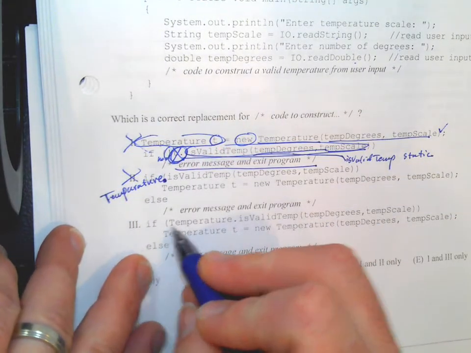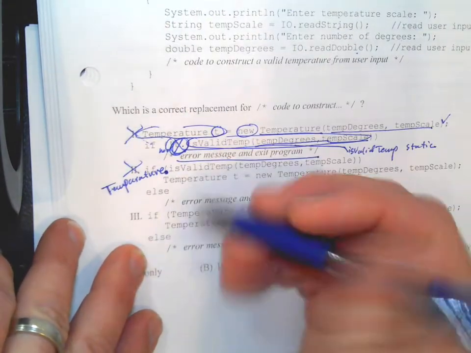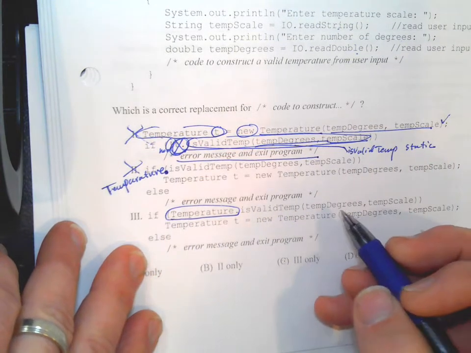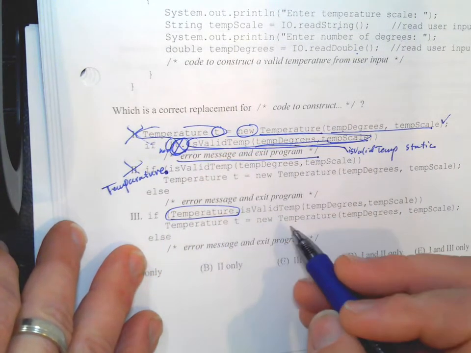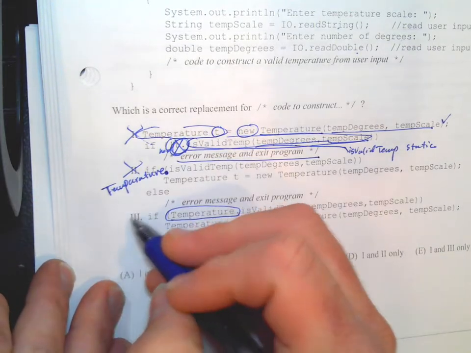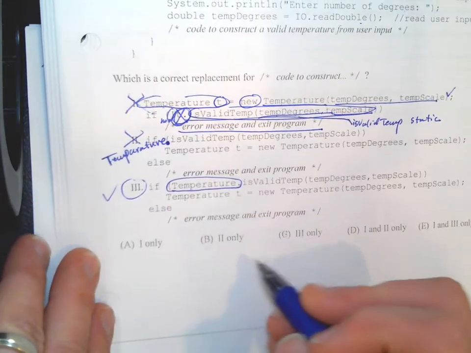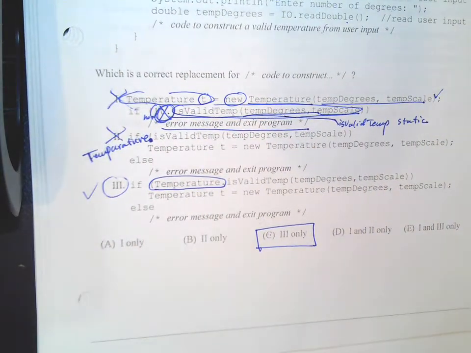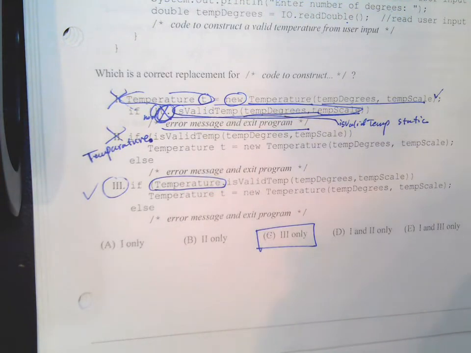Now look at the next one. If you hadn't caught that, and then you read the next one, you're like, oh, well, this one's saying temperature dot. Does that matter? Yes. So I just discussed it. We need that. So I think this one's good. It's going to be 3 only. So kind of interesting, figuring out how these work.